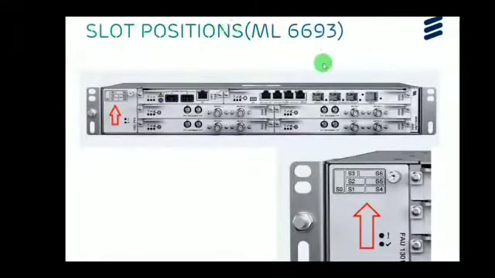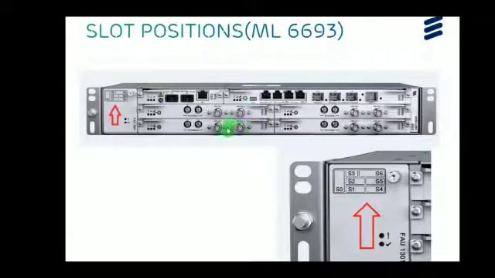This is the slot position of Mini-Link 6693. As I said earlier, the slots start with slot 0, that is this one, slot 0, slot 1, slot 2, slot 3, and again slot 4, slot 5, slot 6. This is a fan unit which is used to provide the cooling. This is the MMU unit slots.